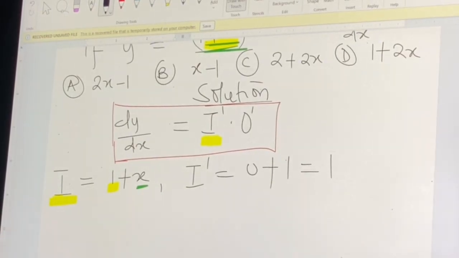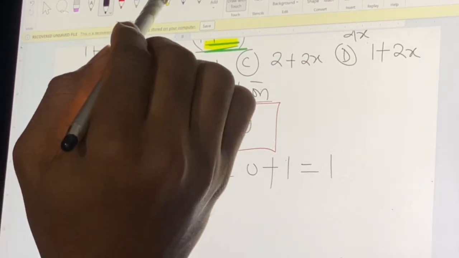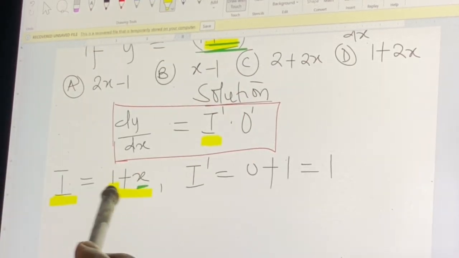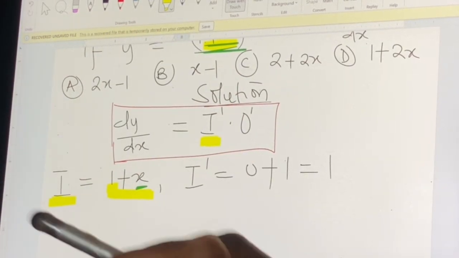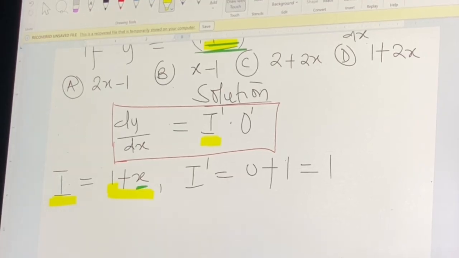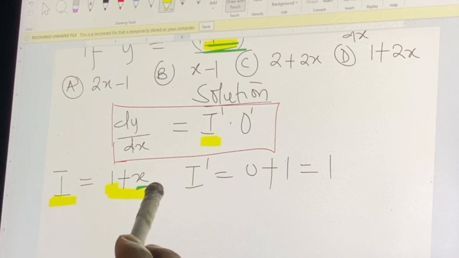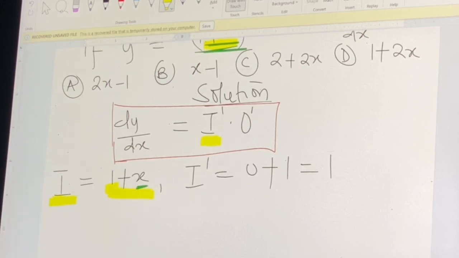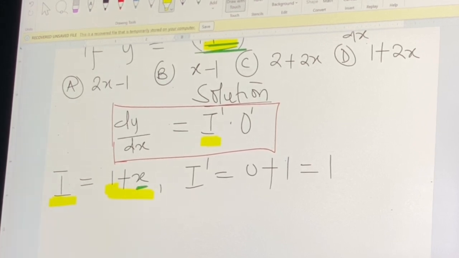Okay. So when you differentiate this particular function here, it is a polynomial. So we always differentiate according to the function. This particular one here, which is the inner, is a polynomial. In case you don't understand why it is a polynomial, all you have to do is hit the subscribe button and search for the polynomial function derivative on my YouTube channel.